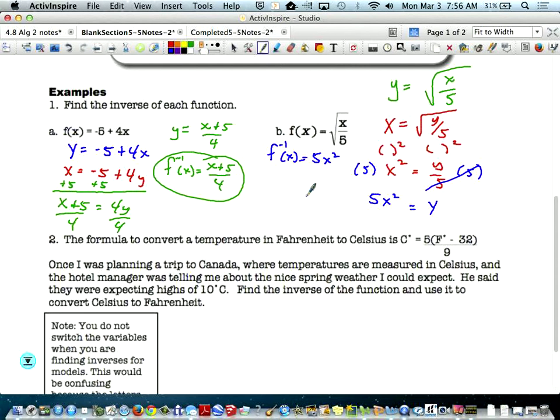So first step should be something with the f of x. Let's write a y equals, flip-flop your x's and y's, and then solve for y again, and you'll have it.